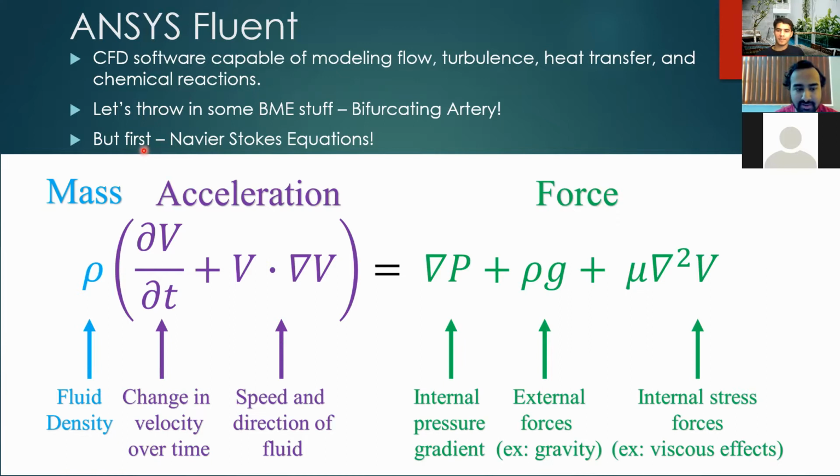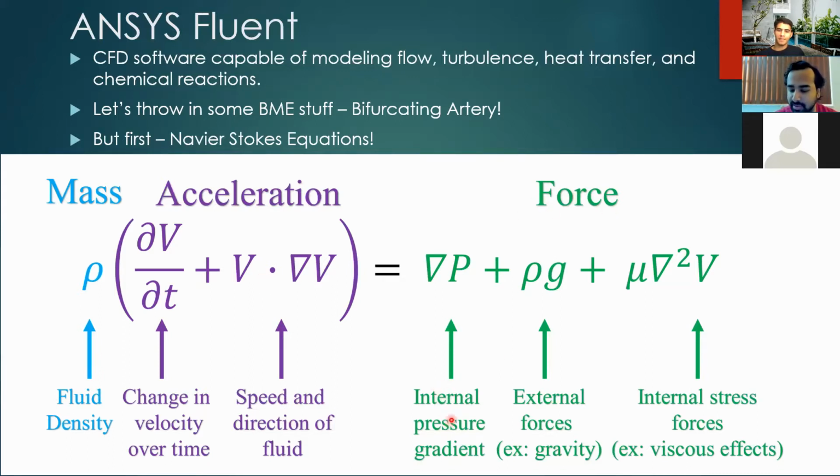So for the FEA, it solved the equation of motions, which was in a steady state just force is equal to kx. In this case, it's the Navier-Stokes equations, but it's still force is equal to mass times acceleration, except you have fluid density being like your mass, you have your acceleration, one being your dv/dt term, and one being the effect of the speed and direction of the fluid, the convective term essentially. Then you have all your forces on your fluid.